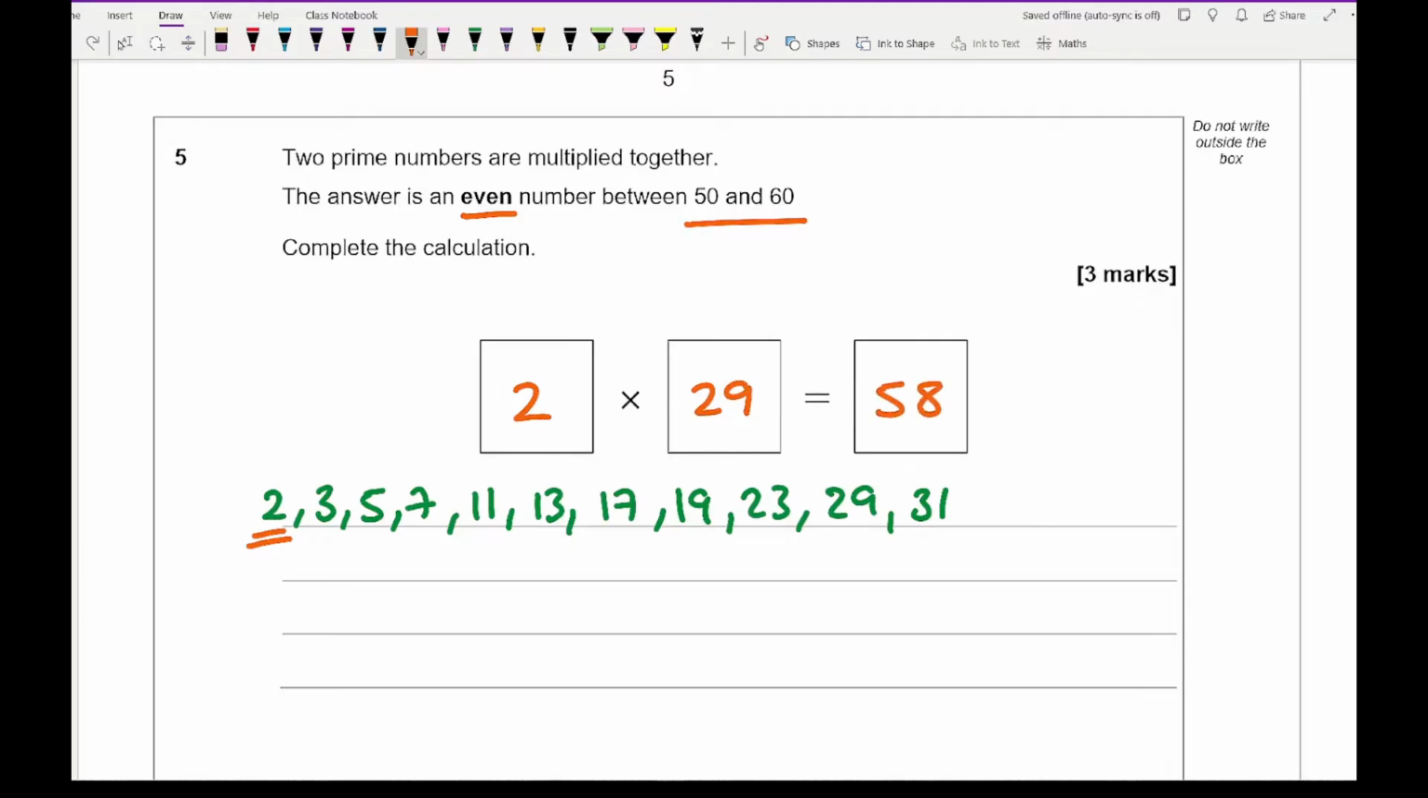Now it's really important that you do have a number in each. It doesn't really matter which order you put 2 and 29, but it's really important that you do write 2, you do write 29, and you do write 58.